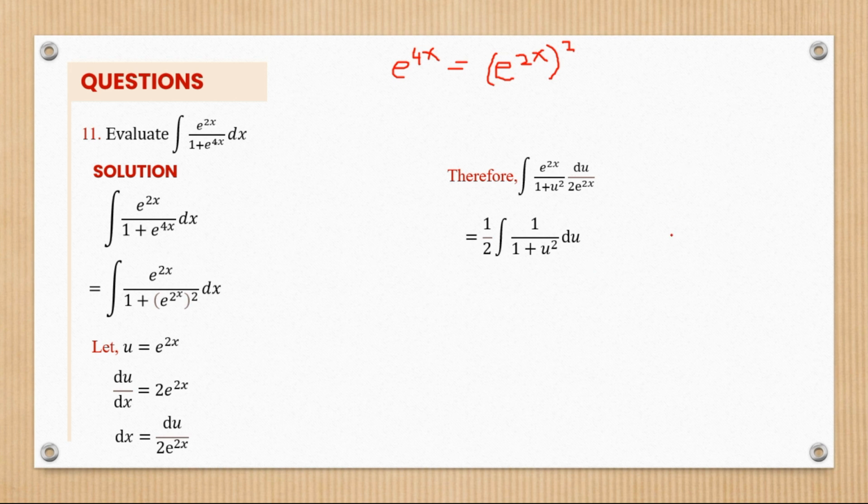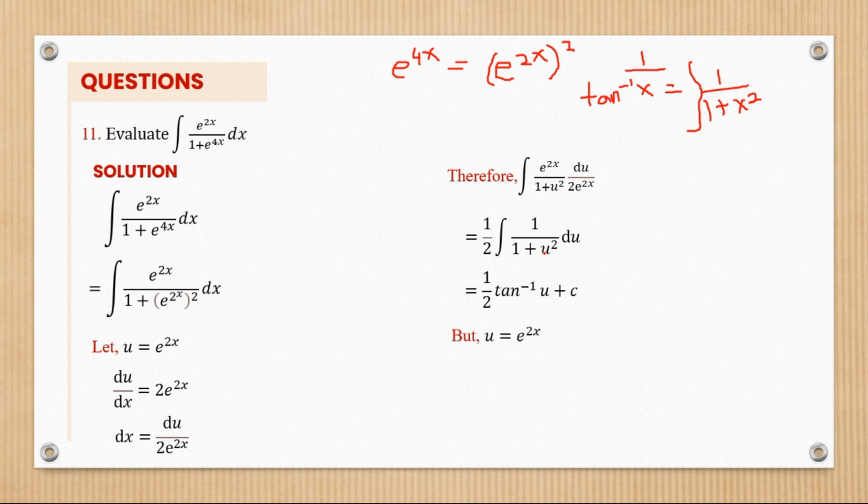So now we need to remember something. Remember from the derivatives that we covered earlier, if we're told to differentiate tan inverse of x, the answer is 1 over 1 plus x squared. That means if we integrate this, it will take us back to tan inverse of x. In a similar way, if we integrate 1 over 1 plus u squared, you can clearly see that this gives us tan inverse of u. So we now have a half tan inverse of u plus c.